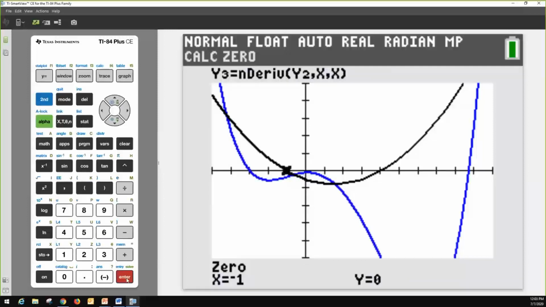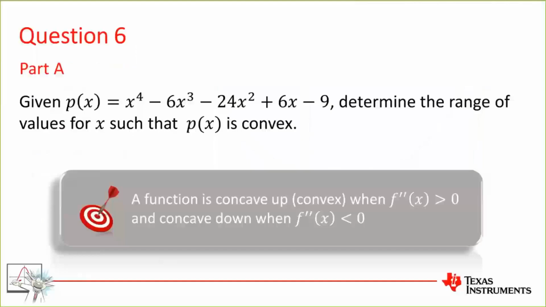So the solution to our question is our function is convex when x is less than -1 and when x is greater than 4. So they're our two regions. And of course, as I said, we could have done that question by hand.